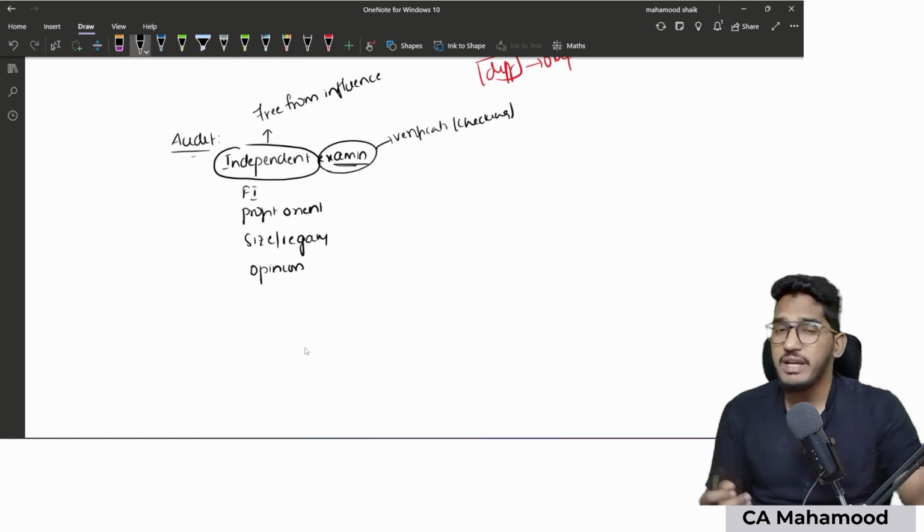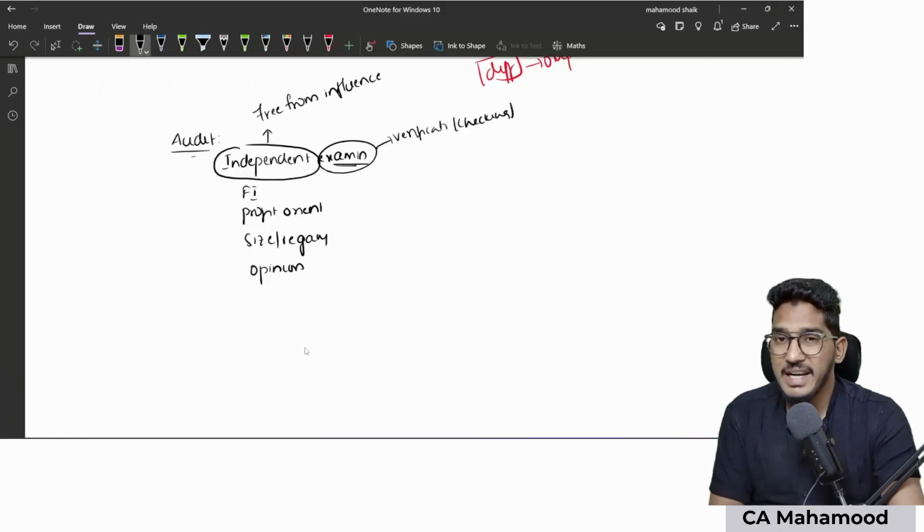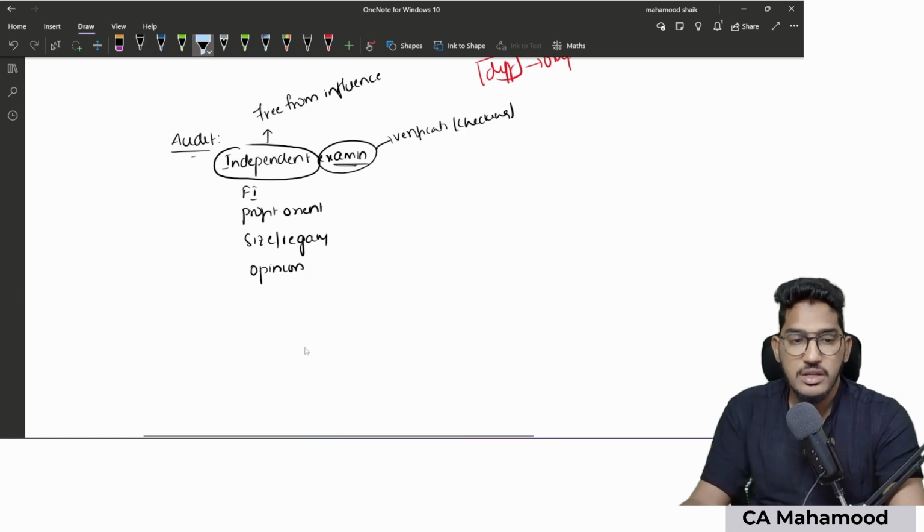But what is the thing we have to examine, sir? That is addressed by the next part of the definition, in which they say that an audit is independent examination of financial information of an entity. What is the thing which is getting independently examined here? Financial information. So now what is financial information?